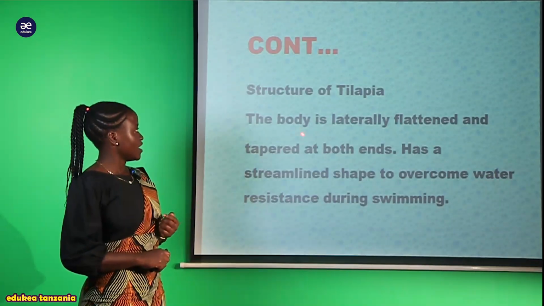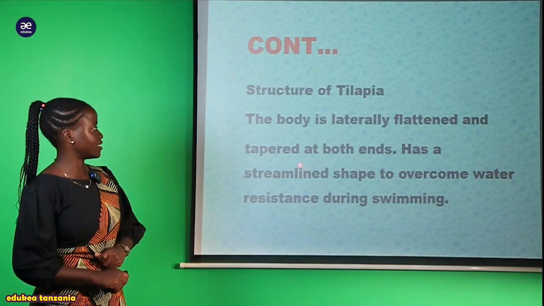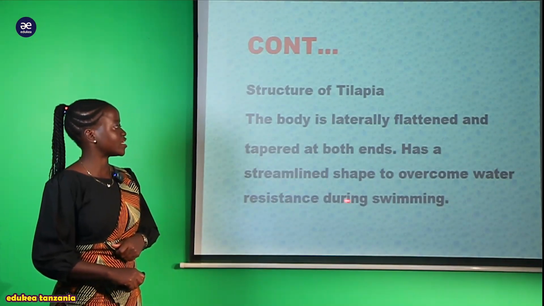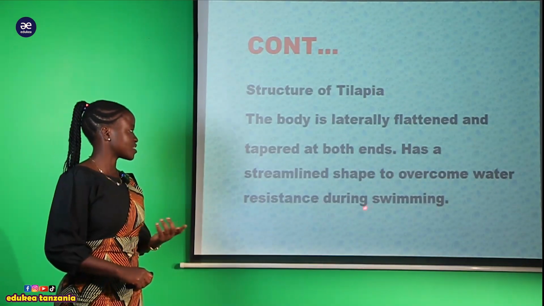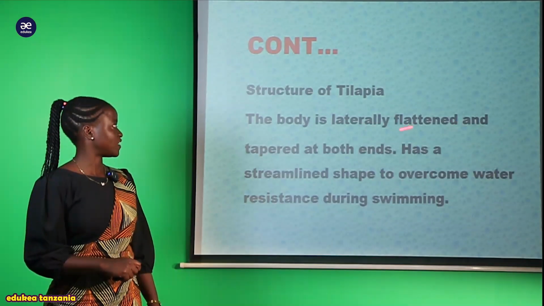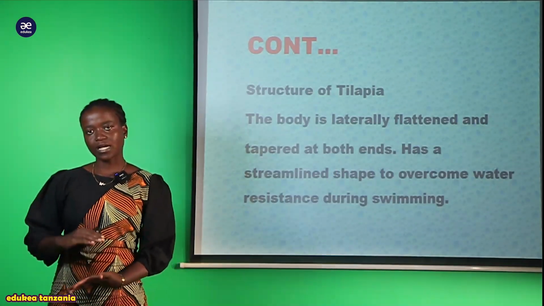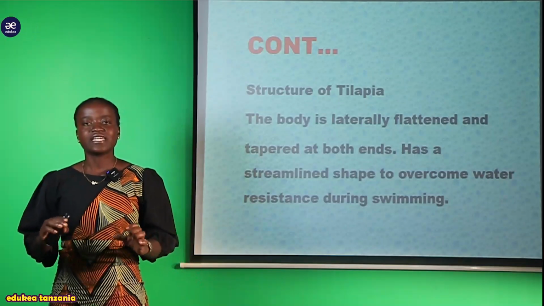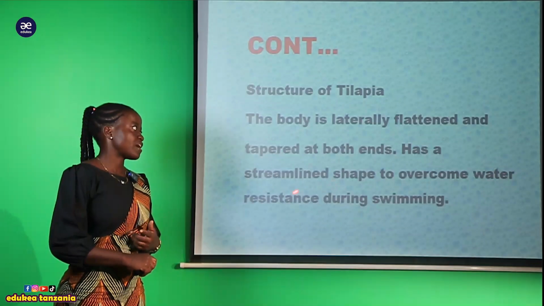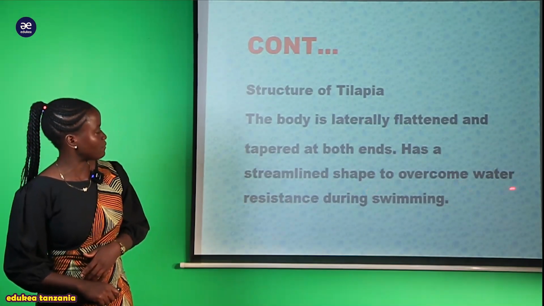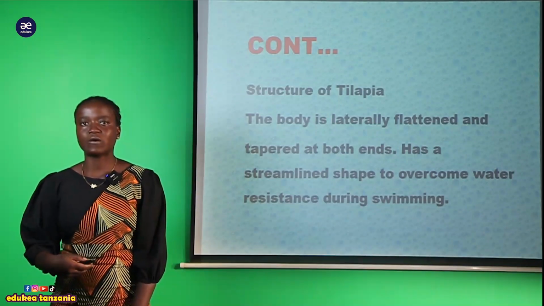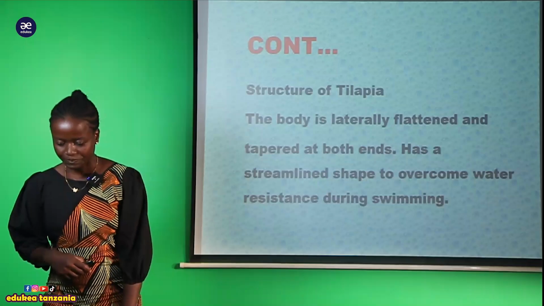So we are saying that the body is laterally flattened and tapered at both ends. And also it has a streamlined shape to overcome water resistance during swimming. So, kwenye structure yetu tunasema kwamba they are laterally flattened and tapered at both ends. Ukiangalia kwenye one end and another end, they are tapering. You're going to see it in the structure, so you'll understand. And also we have said that they have a streamlined shape to overcome water resistance during swimming. So due to their shape ndio ambayo inawasaidia wao kuweza kuswim very easily within the water.